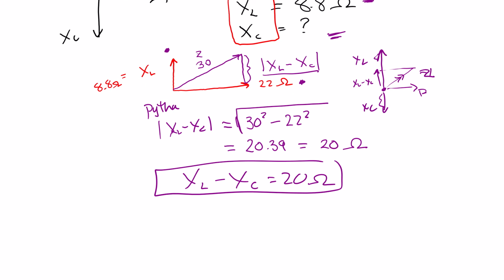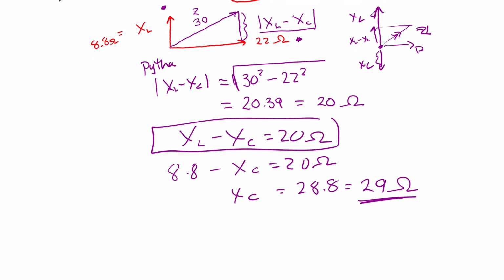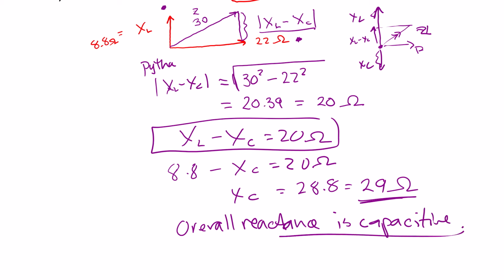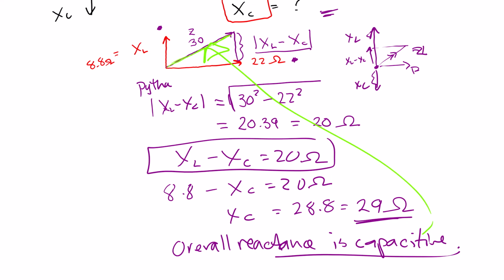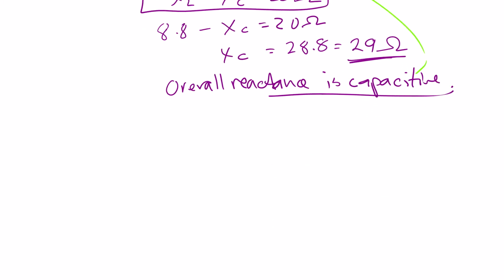Given that XL is equal to 8.8 ohm, minus XC, that will give us XC is equal to 28.8 or 29 ohm. So this shows us that the overall reactance is capacitive. So we made a guess earlier on that the impedance was leading the resistance, but actually the opposite is true. So let's draw a better diagram of this.